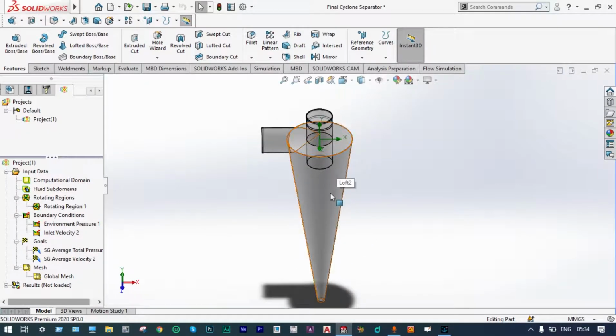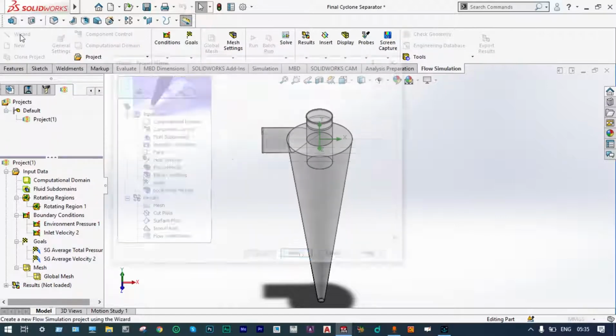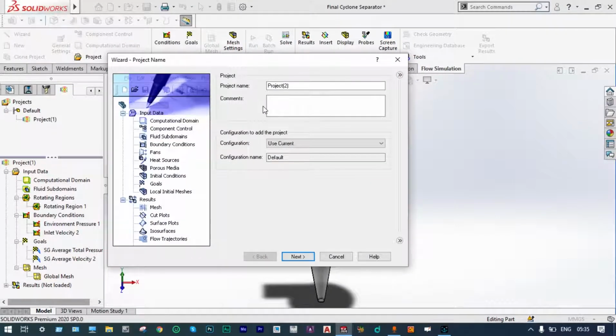In this model, the lids have already been provided at 3 different locations. We have one entry and 2 exits. To start the CFD flow simulation, we start with Flow Simulation, and the environment will be initiated with the wizard itself. We start from the wizard and keep the default project name as Project 2.